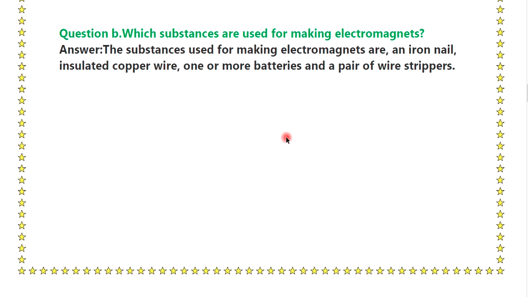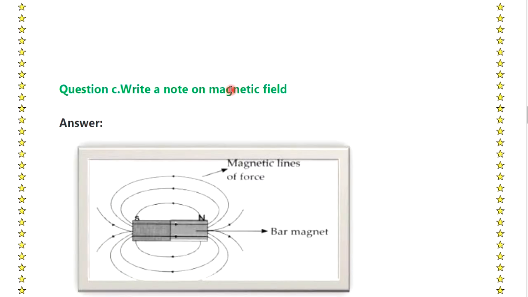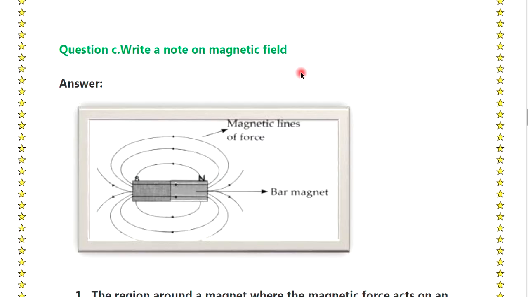Question B: which substances are used for making the electromagnet? Answer: the substances used for making the electromagnets are an iron nail, insulated copper wire, one or more batteries and a pair of wire strippers. Question C: write a note on magnetic field.